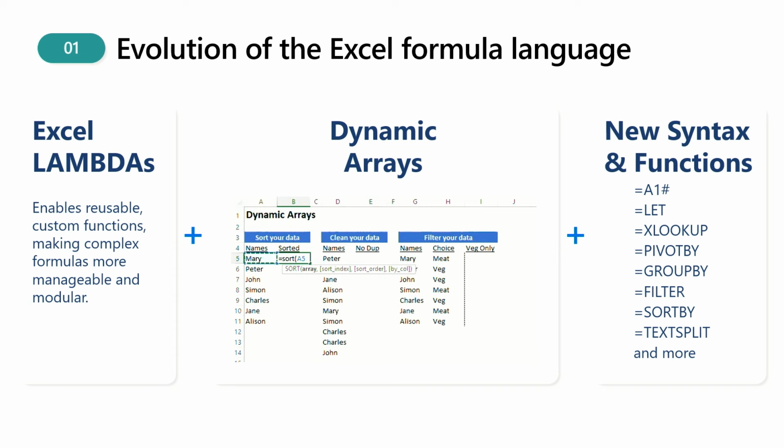In addition to lambdas, which enable reusable custom functions, making complex formulas more modular and reusable, so reducing complexity in Excel, we now have things like dynamic arrays, which simplify using more complex input and output, such as arrays. In addition to that, we're continuing to add new functions, new syntax, new capabilities that take advantage of these two building blocks. Functions like LET and XLOOKUP and PIVOTBY and GROUPBY and FILTER and SORTBY and TEXTSPLIT and more and more and more. We're going to continue to push there.